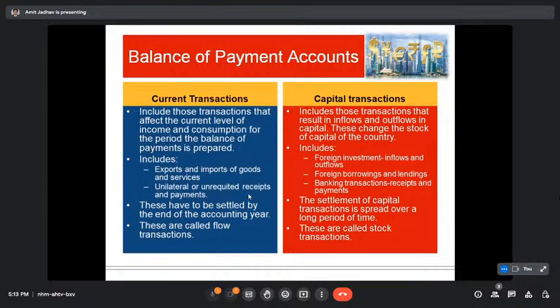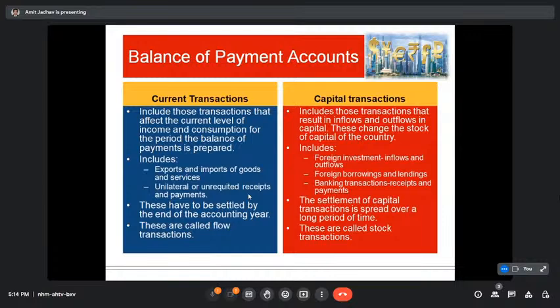It includes foreign investment inflow and outflow, in terms of FDI, that is foreign direct investment, or in terms of portfolio investment also. Next, we have foreign borrowing and lending. Sometimes a country can get a loan or financial assistance from outsiders, maybe some rich country or some international organization. Getting a loan from such countries or organizations is known as foreign borrowing or foreign lending.